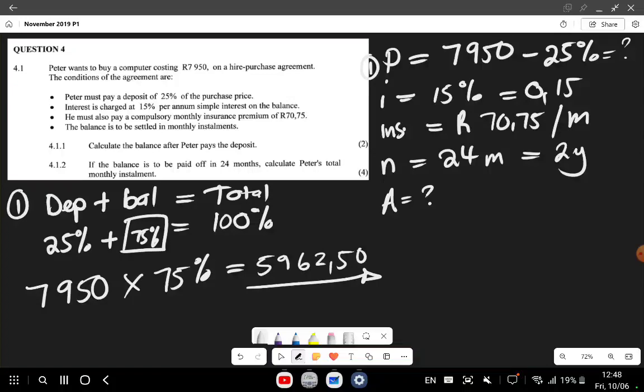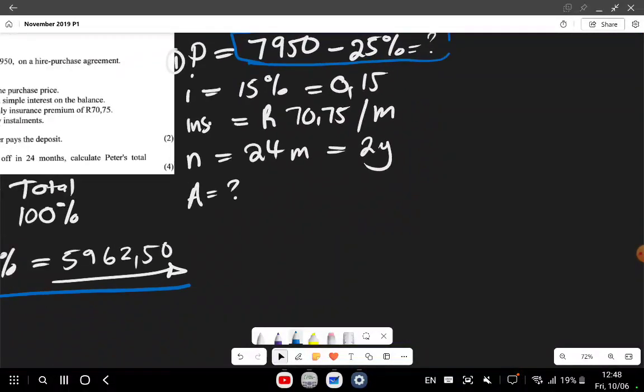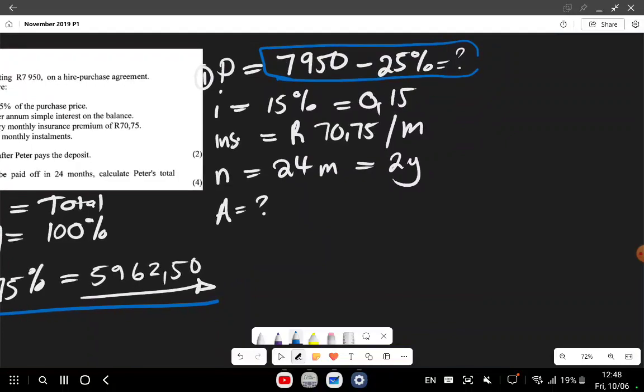So you can calculate it using this method, or you can calculate using this method. They will both give you the same answer. First, on the top right, you calculate the 25% deposit, then you subtract it, and it'll give you the same answer. Question number 2 says, how much does he pay per month? Now we said that the principal amount is 5,962.50.